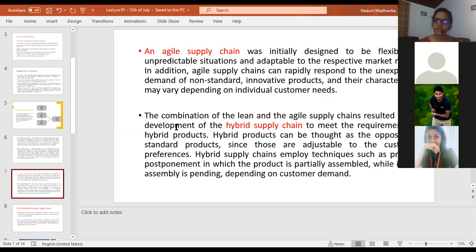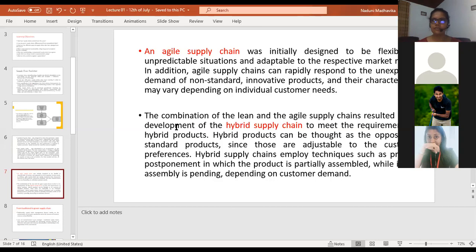Hybrid supply chains employ techniques such as product postponement, in which the product is partially assembled while the full assembly depends on customer demand. So we know that some of the products are not fully assembled. The reason is that if they are fully assembled, sometimes it would affect the cost. Sometimes it would be difficult for transportation purposes.